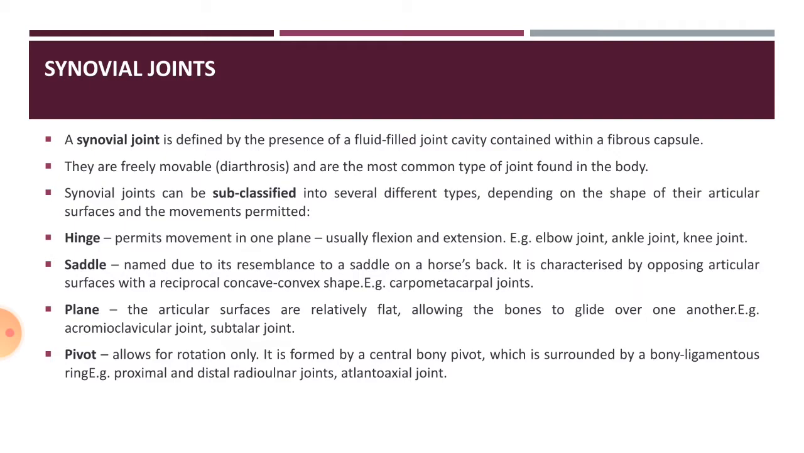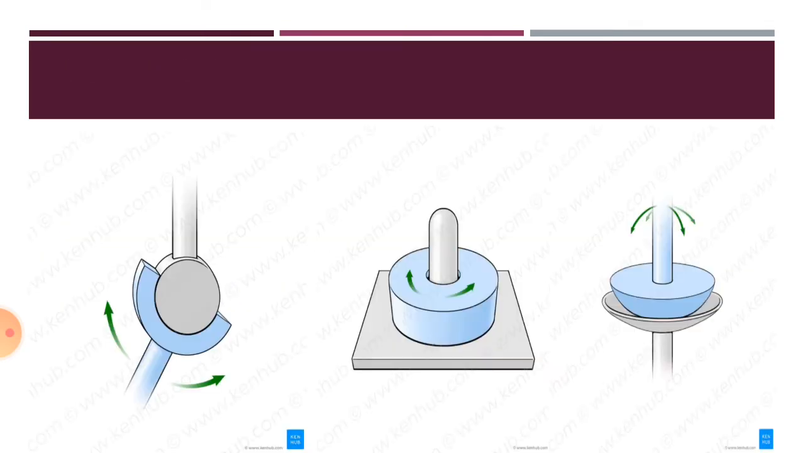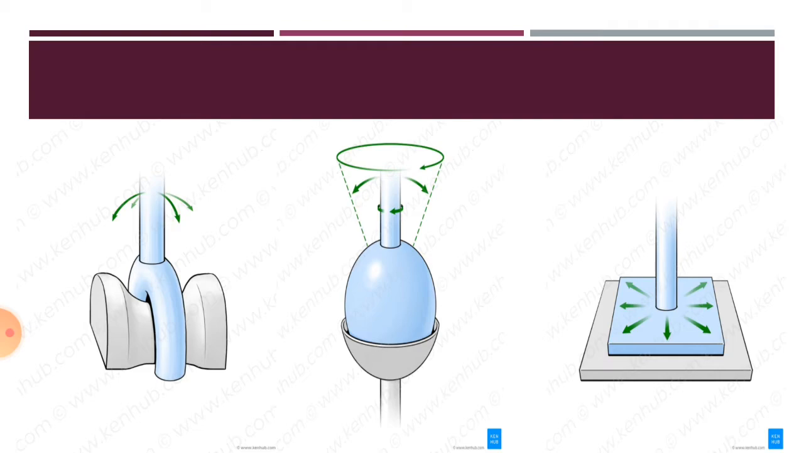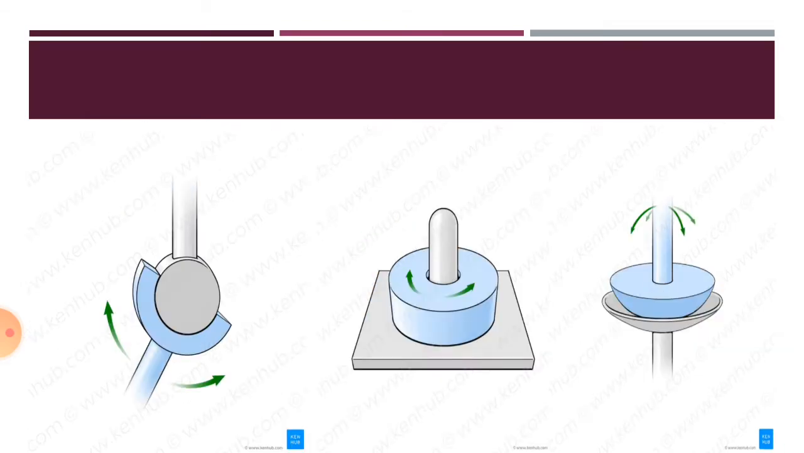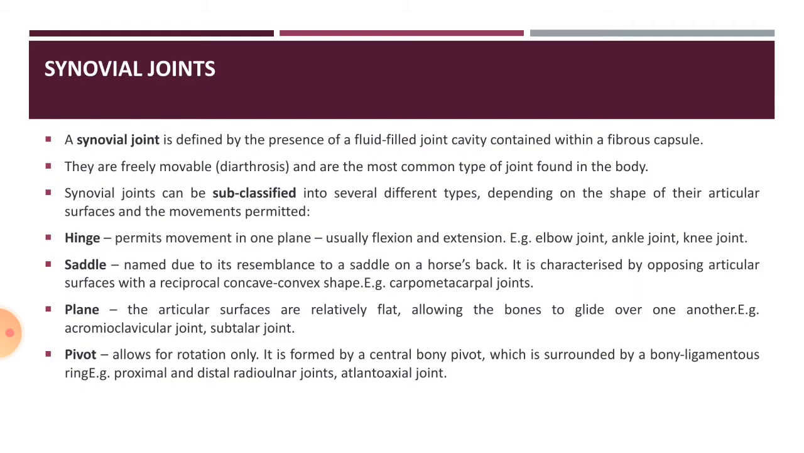Saddle shaped resembles a saddle on a horseback, and it is characterized by opposing articular surfaces with a reciprocal concave and convex shape. You can see in this image that the articular surface of one bone is concave and the other is convex. So this is forming a saddle shaped joint. The example includes the carpometacarpal joint, and this is basically found in your thumb, and it allows different movements.